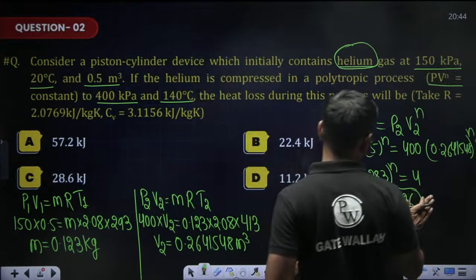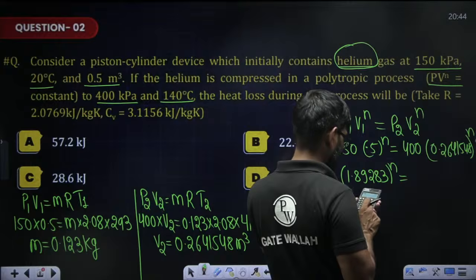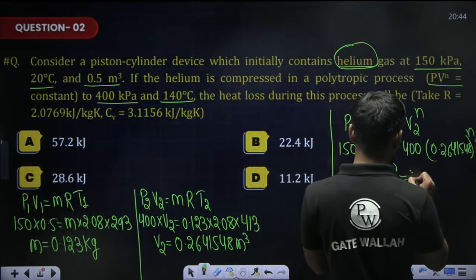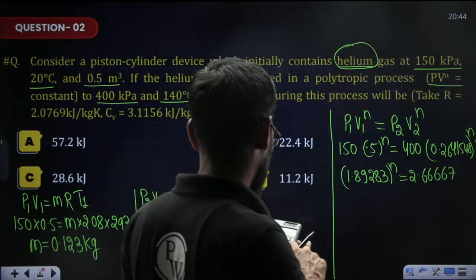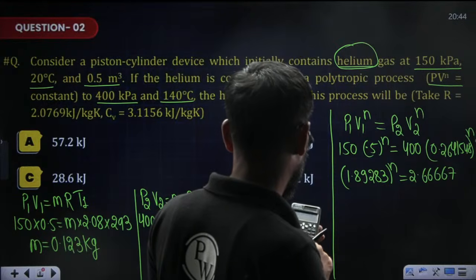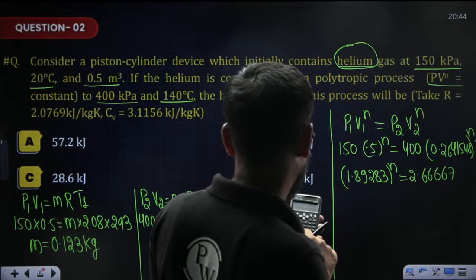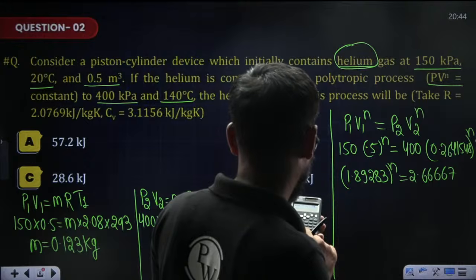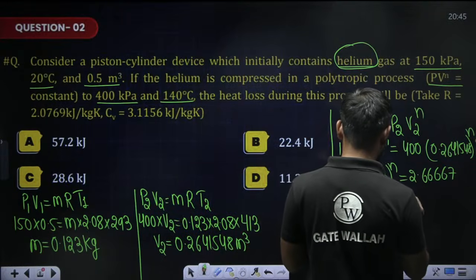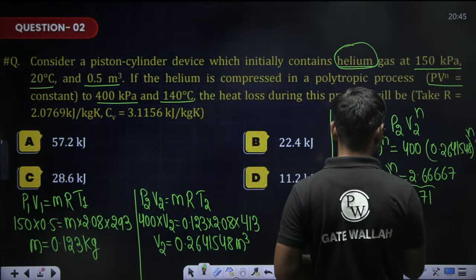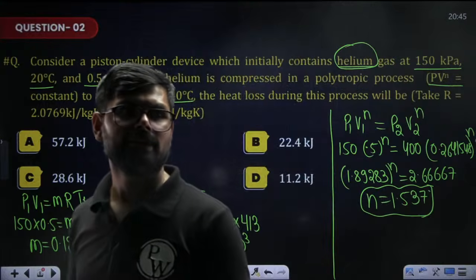Oh no, wait, sorry. This value will not go 4. This value will come 400 divided by 150, right? So this value will come 2.6666. So ln this one. So ln 2.666. N value will come 1.5371, something like that, check. So 1.537, yes, correct. Very good, Kittu.